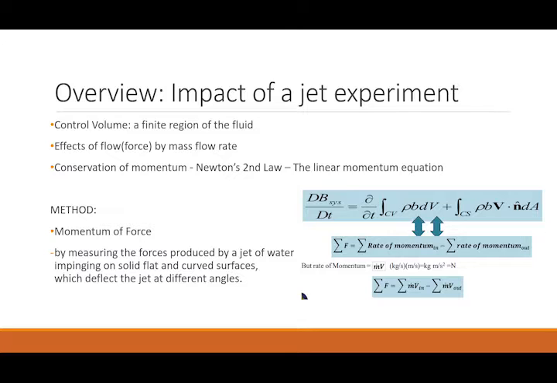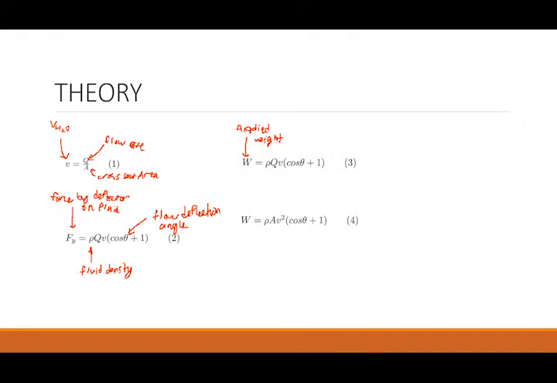In this experiment, we will consider the method of momentum of force by measuring the forces produced by a jet of water impinging on solid flat and curved surfaces, which deflect the jet at different angles. Moving on to the theory part, here are four equations that we will consider in order to complete our experiment. The first equation is V equals Q over A, where V is the velocity of water leaving the nozzle, A is the cross-sectional area, and Q is the flow rate.